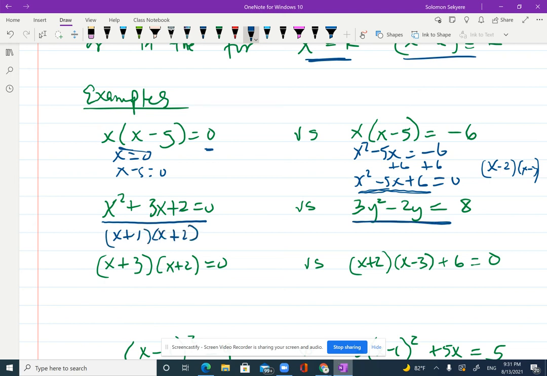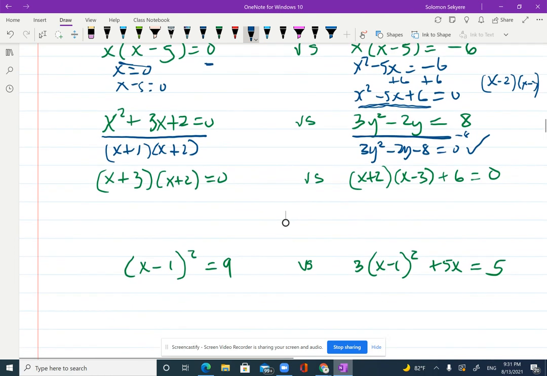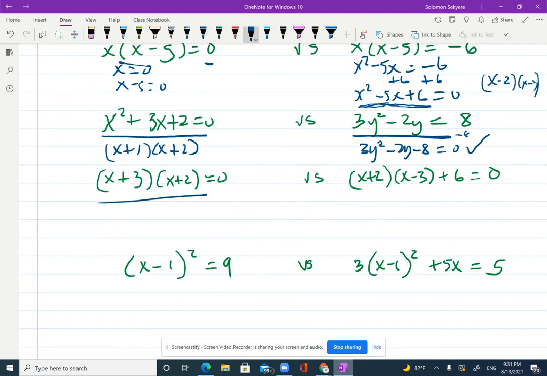Here, it's not equal to 0. Let's make it equal to 0. So what do we do? We subtract 8 from both sides, and then we end up with 3y squared minus 2y minus 8 equals 0. This is what we are going to factor, etc. What about this one? This is already equal to 0, and it's already factored. We solve for that.